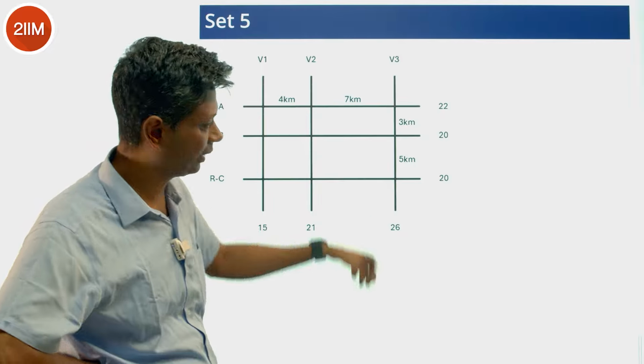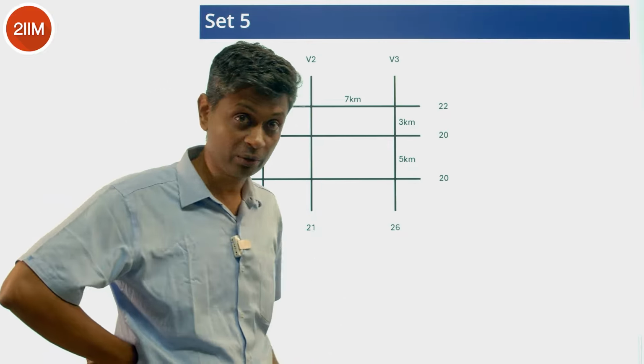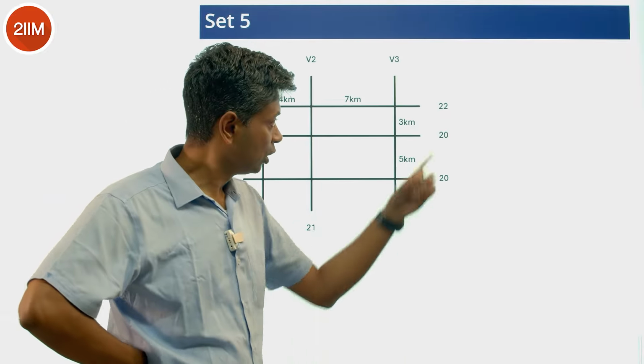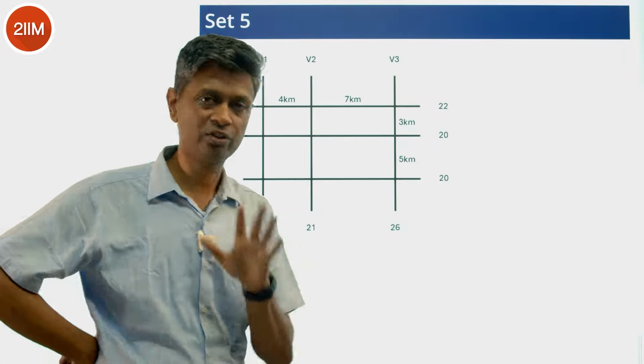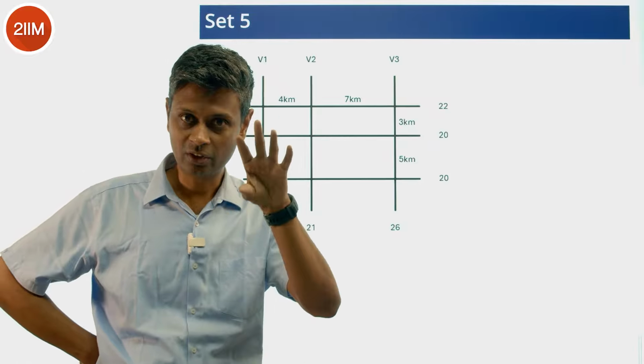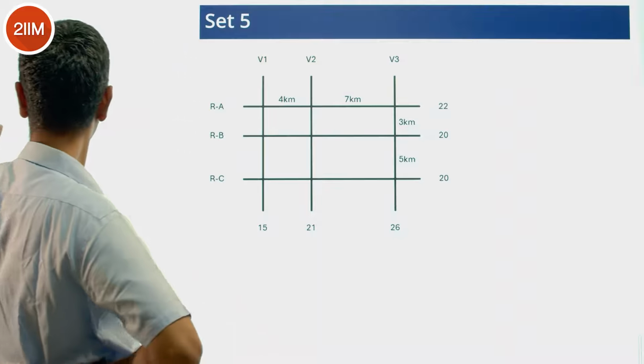15, 21, 26. The first thing I do in all of these questions is add these three and check which adds up to these three. 20 plus 20, 40, 62. 36, 62. Yes, it works. My mind is at ease. All 6 put together adds up to 62. Fine, lovely.